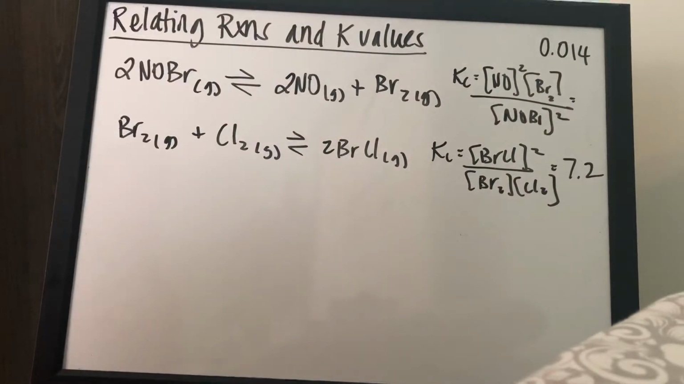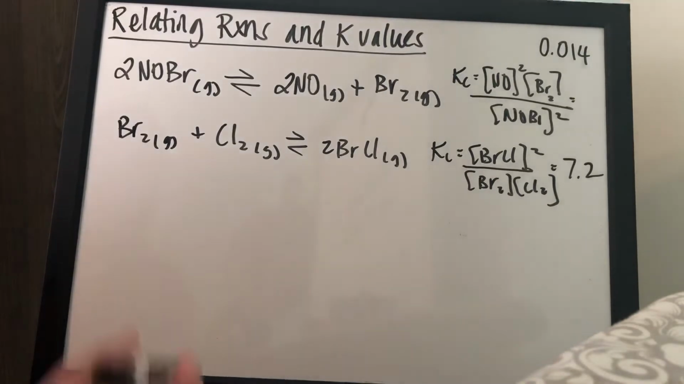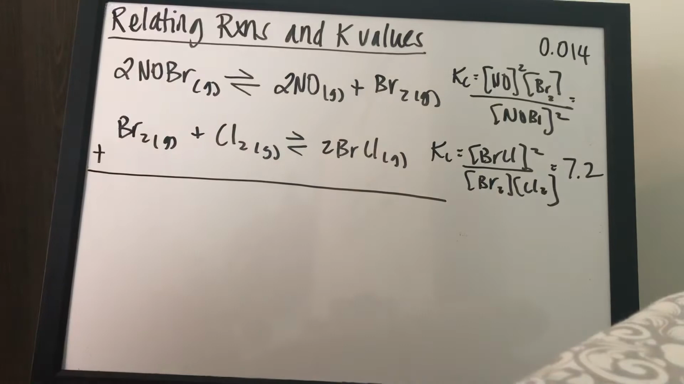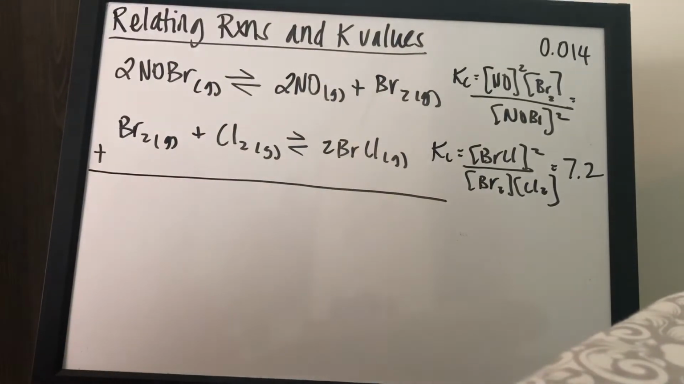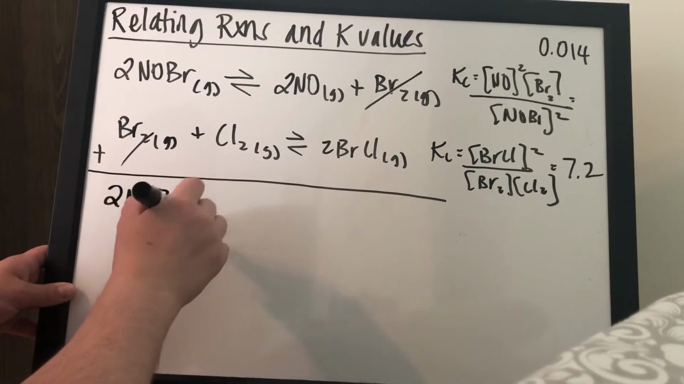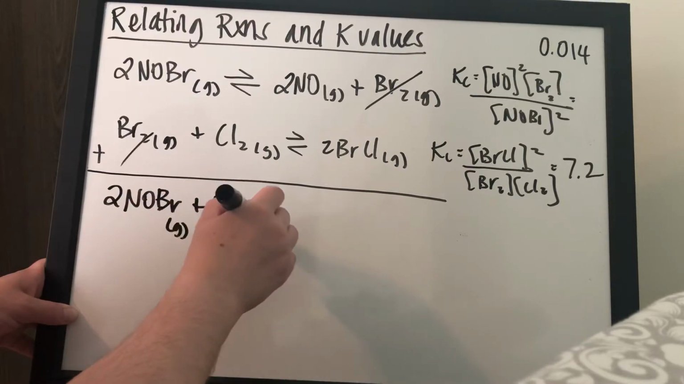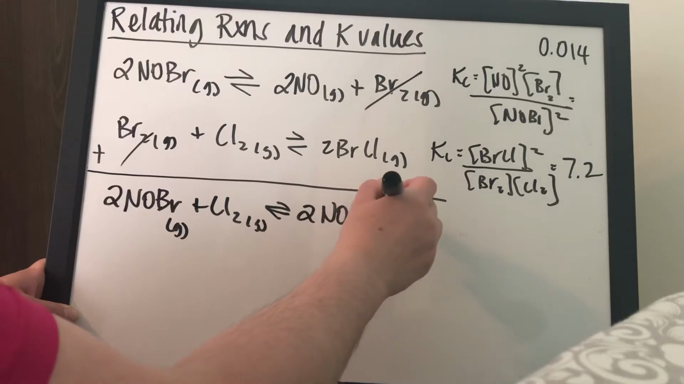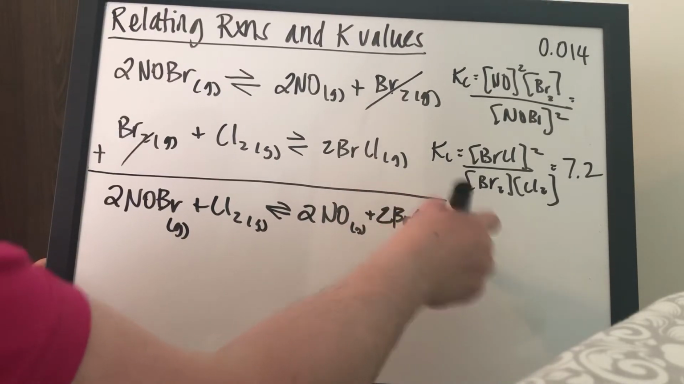So what we're going to do now is attempt to add these reactions together, and then we'll see what the overall result is for the K value. If I add these together, just like a Hess's law manipulation where I'm canceling things out, my Br2s cancel, and that's basically it. So I'd be left with NOBr plus Cl2 yields 2NO plus 2BrCl.